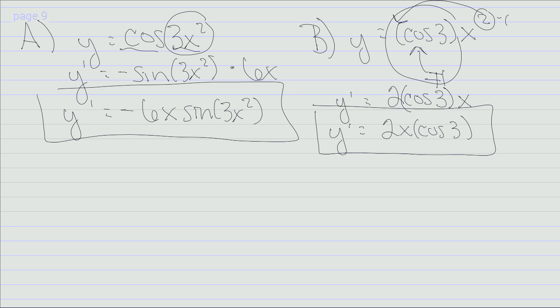Last in this group is c, which is y is equal to cosine to the 5th of x. What that means is my cosine x function is being raised to the 5th power if it's between the trig function and the actual variable. So we're going to use our power rule and the chain rule to differentiate.